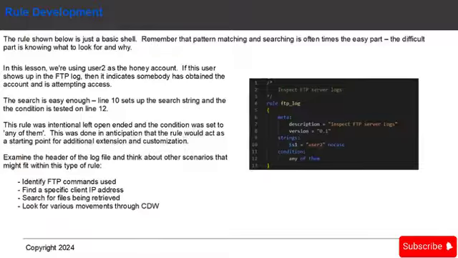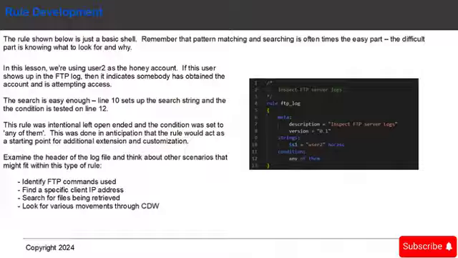The rule that we have here is just a basic shell. And remember, pattern matching and searching is oftentimes the easy part. The difficult part is knowing what to look for and why, and how to do this under the context of achieving a certain objective. So in this lesson, user 2 is the honey account.